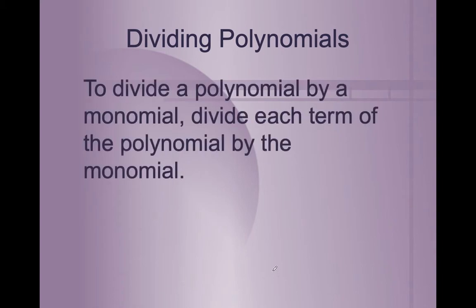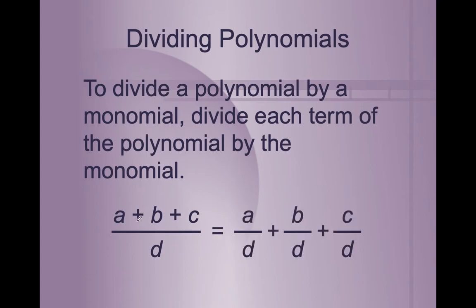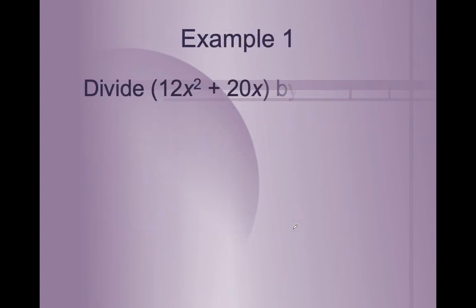So here we go. Let's just take an example here, because we're going to divide each term by the monomial. If I have a plus b plus c all over d, I must divide every term by the denominator. That's what it means when it says dividing each term of the polynomial. This is my polynomial up here, a plus b plus c. In order to solve this, I have to divide every single term by the denominator. Okay?